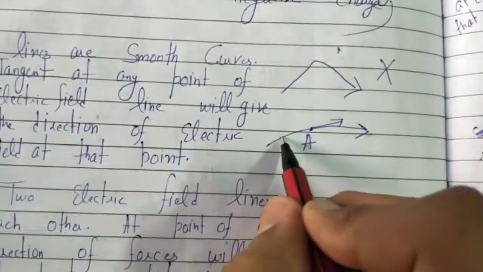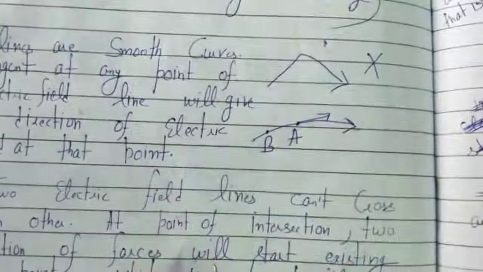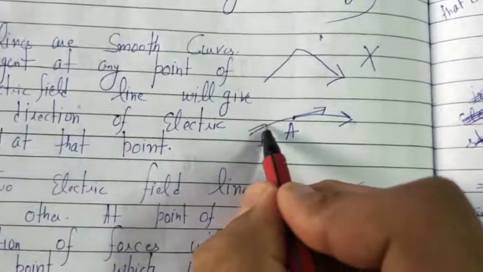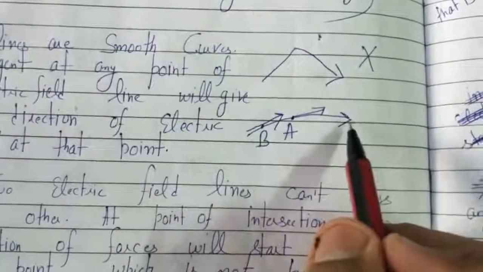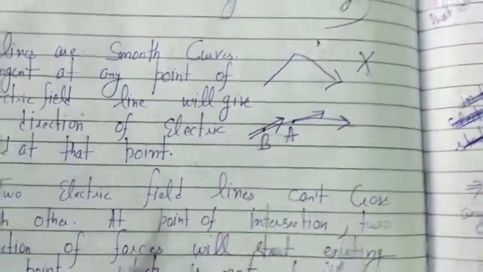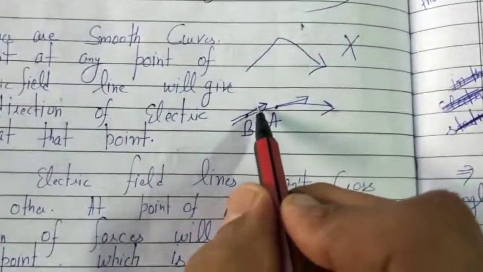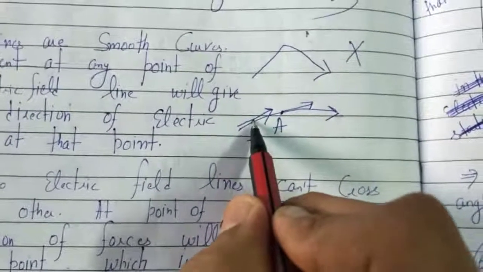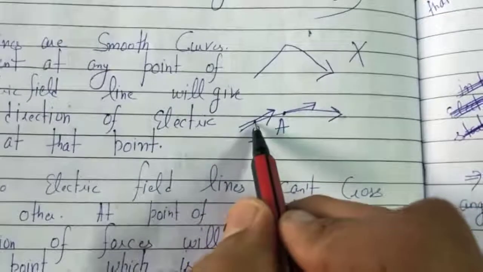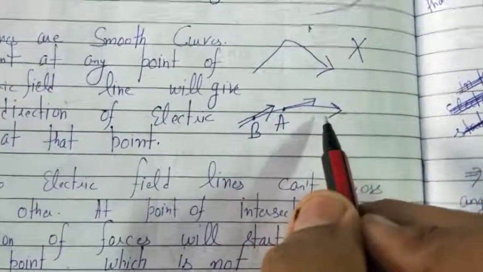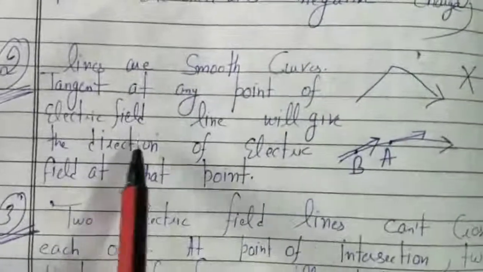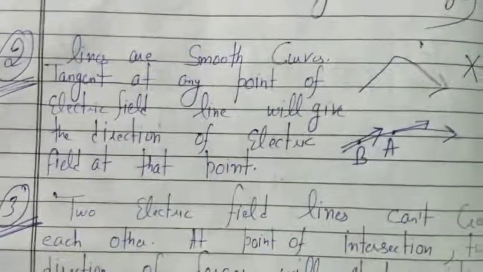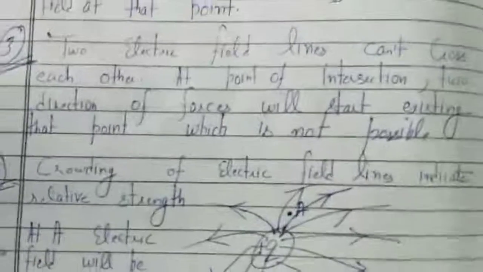And if we take any point on the electric field line and draw a tangent at that point, the tangent at any point on the electric field line will give the direction of the electric field at that point. That means the tangent at any point will provide us the information about the electric field at that point. So electric field lines give the direction of the electric field at that point. So this third point is very much clear.